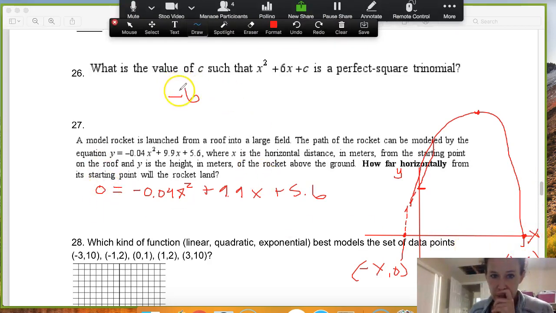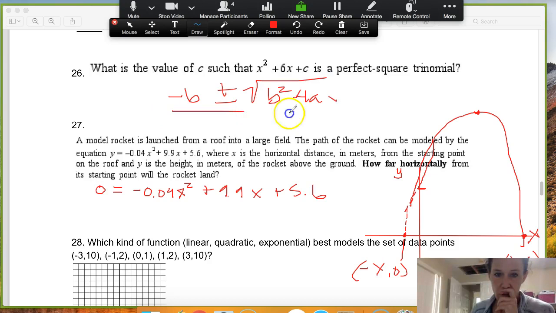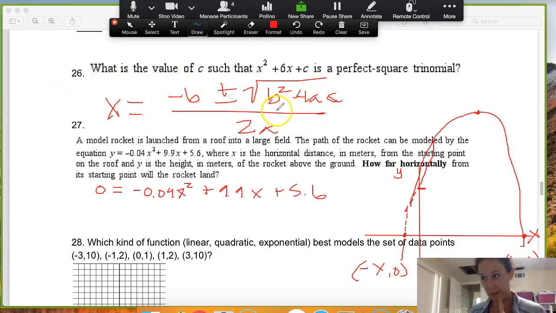Let's do quadratic formula. Negative b plus or minus square root of b squared minus 4ac all over 2a. Make sure you know quadratic formula. x equals. This is what x equals in the quadratic formula. Okay. So here, let's write up here. Our a value is negative 0.04.